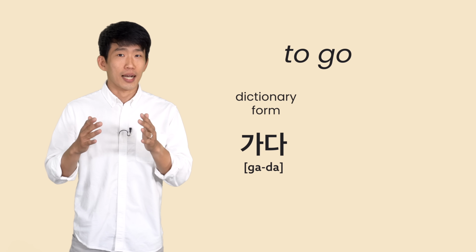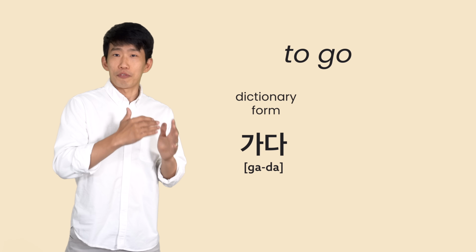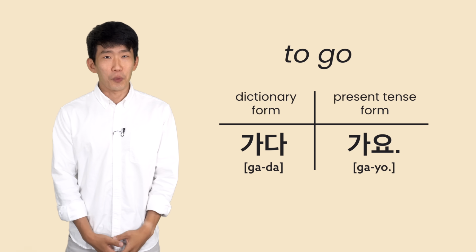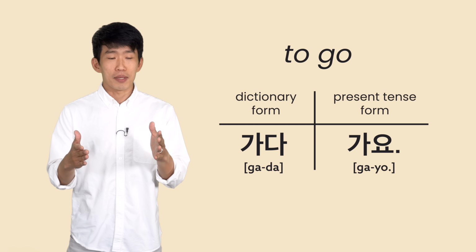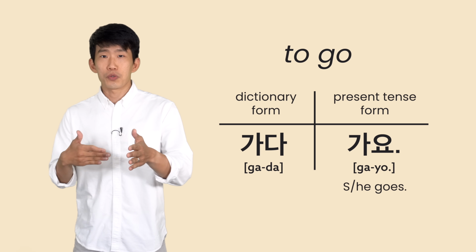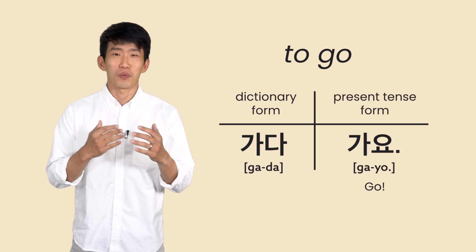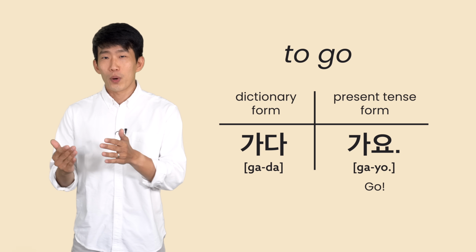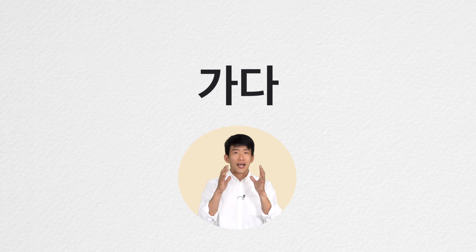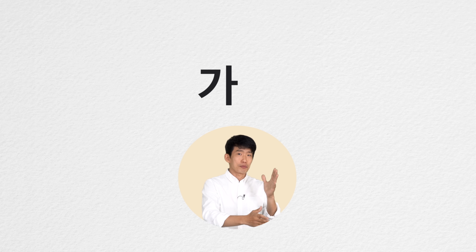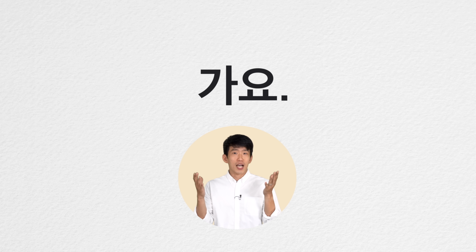Let's take the verb to go. In the dictionary, it is 가다 in Korean, 가다. Now, that's the dictionary form, so you need to change it. In the present tense, it becomes 가요. It can mean I go, you go, she goes, they go, we go, or even go, depending on the context and what word comes before it. What happens here is you have the verb 가다, you drop the last syllable 다, and you put 요. It becomes 가요.